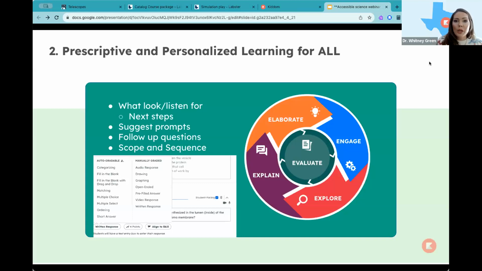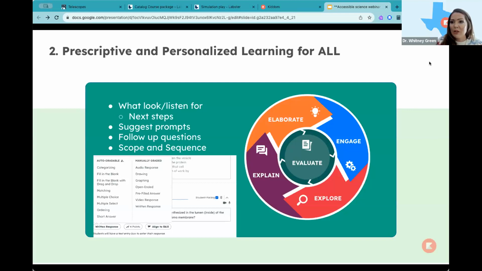So again, we really understand how imperative it is for students to be able to have those experiences so that they're able to really understand these scientific concepts and really understand mastery of the standards. So let's move on to point 2 of our being accessible with all for our science in Texas, and prescriptive and personalized learning for all. And this is near and dear to my heart.